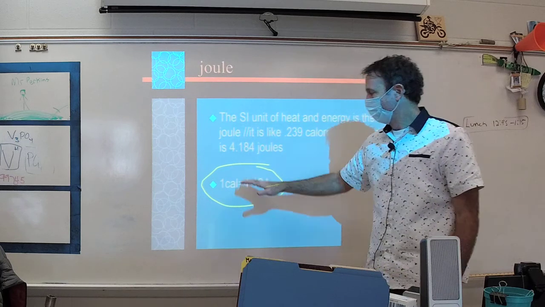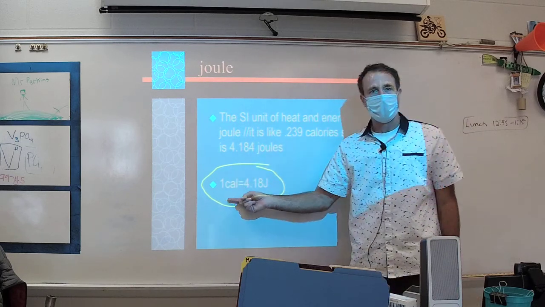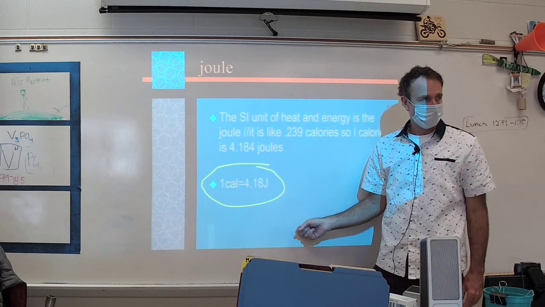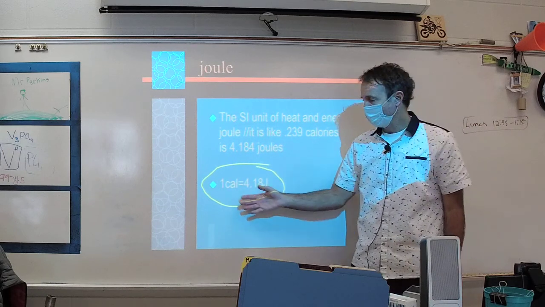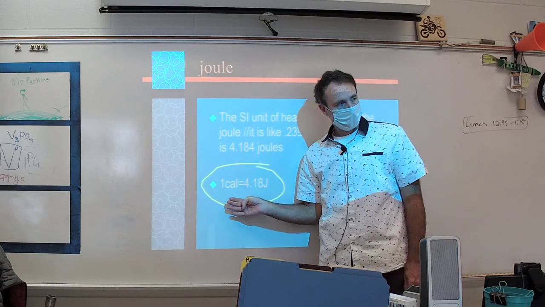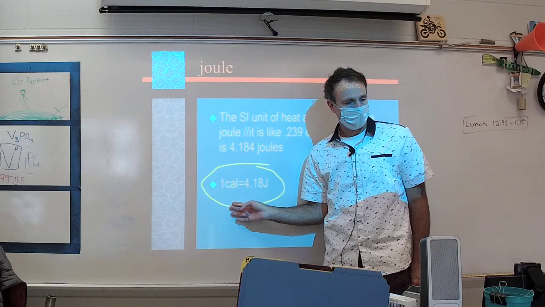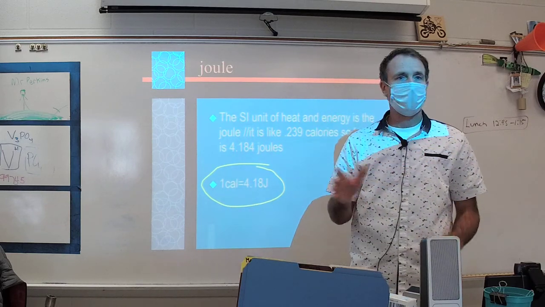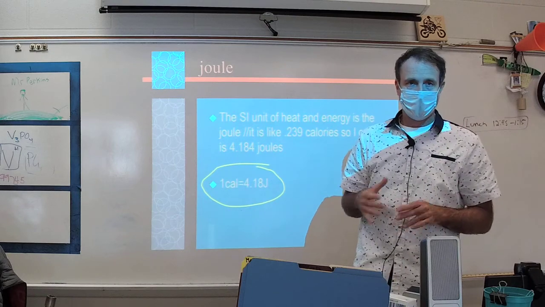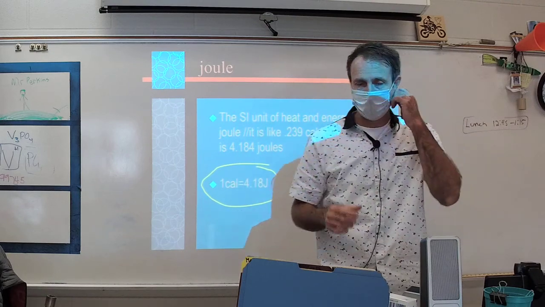And 1 calorie is equal to 4.18 joules. So you want to jot that down, or you can realize that it's on page 1. Now, I seem to be talking about different things: calories, entropy, disorder, but I'm not.